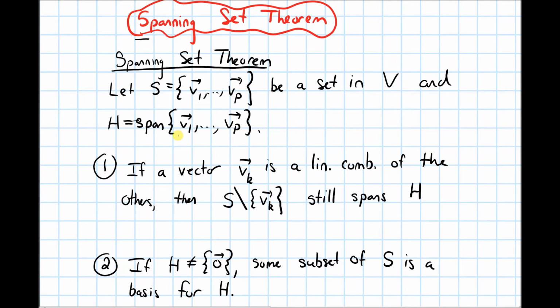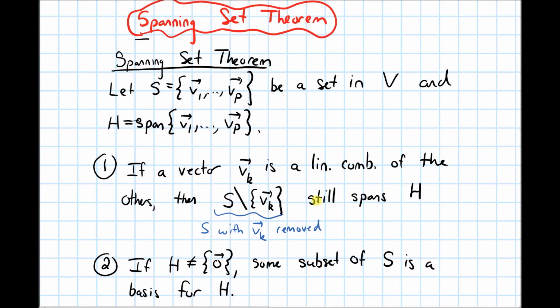We've seen before, when we talk about subspaces, that the span of a bunch of vectors is going to be a subspace. So H is going to be a subspace of V. There are two parts to what the spanning set theorem says. The first thing it says is, if there's a vector vk in my set, in H, that's a linear combination of the others, we can remove it from S. That's what this backslash notation means: S with the vector vk removed. So we can remove that vector vk from our set.